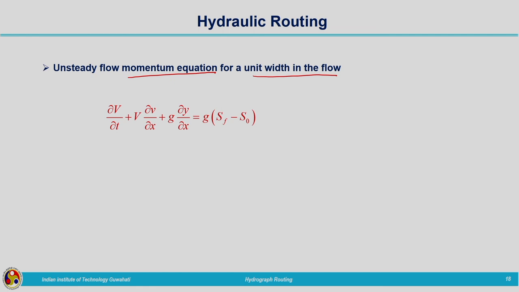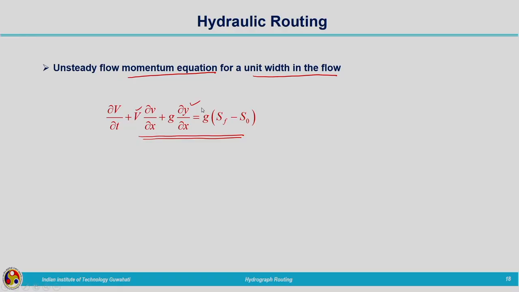So, the momentum equation is finally, after derivation, taking the form like this for a prismatic channel. Here you can see it is in terms of V and Y. Initially it will be derived in the form of Q and A. For a prismatic channel, as we have done in the case of the continuity equation, the momentum equation can also be written in this form. Here I will briefly discuss the starting of the derivation.